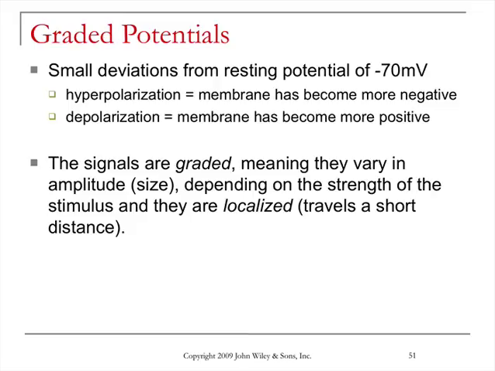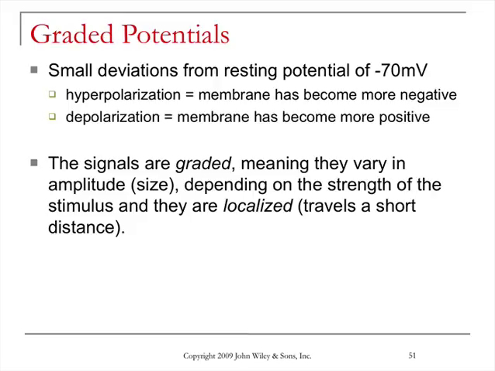Graded potentials are said to be graded, and what this simply means is that they vary in amplitude or size, and this will make more sense as we look at a diagram here in just a second. And those signals will vary in size depending on the strength of the stimulus. In other words, you might have some neurotransmitter stimulating a dendrite to cause the plasma membrane along that dendrite to depolarize just a little bit. In other words, it will go up from negative 70 to, let's say, negative 60.